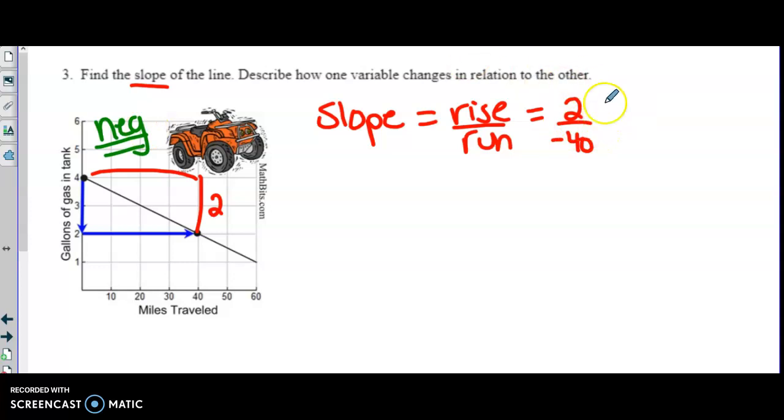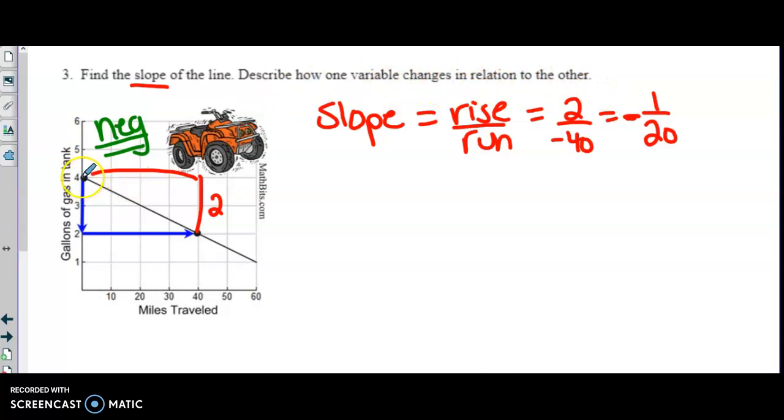But let's go ahead and reduce that. 2 over 40 becomes 1 over 20, and the whole thing is negative. It doesn't matter if you put the negative on top or bottom. Usually you'll just see it put in the middle though. So the slope here is negative 1/20th, and it says describe how one variable changes in relation to the other.